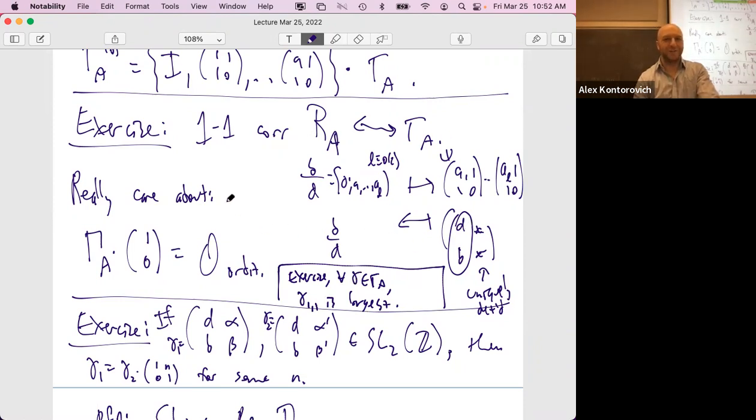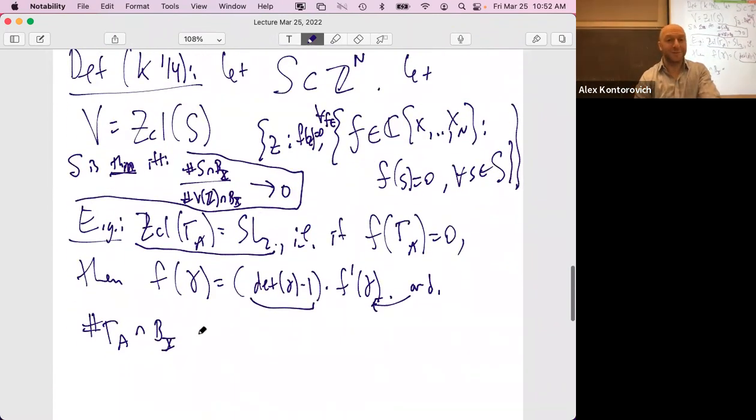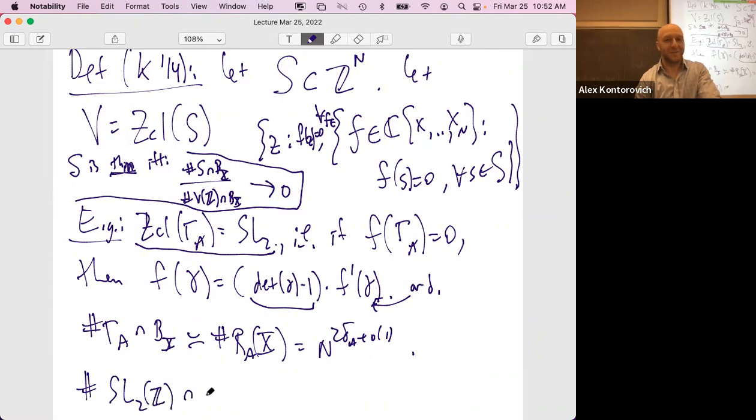And by this 1-to-1 relation, that's the same as RA restricted to X. And so the number of elements will be roughly the same as how many elements there are in A of X. And this is n to the 2 delta, as opposed to the number of elements in SL2Z in a ball of size X. How many elements are there in SL2Z in a ball of size X?